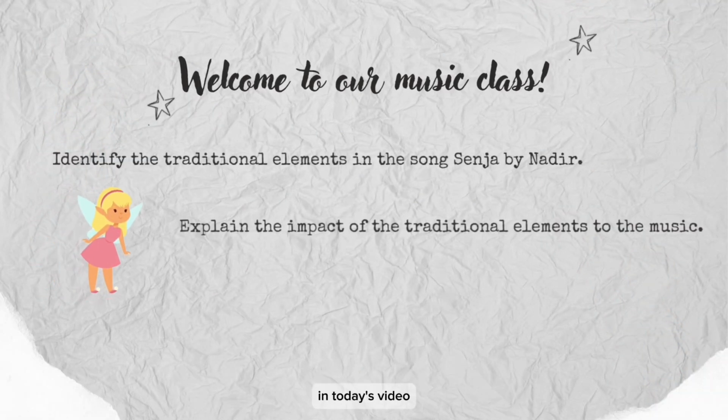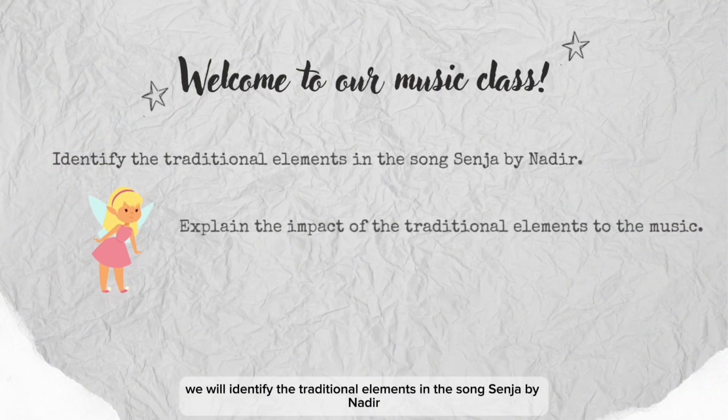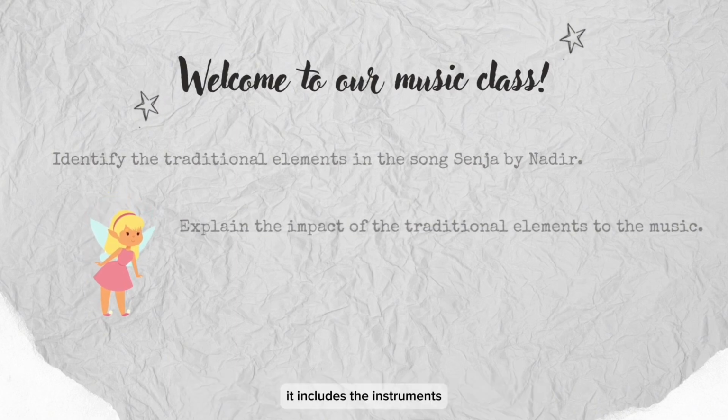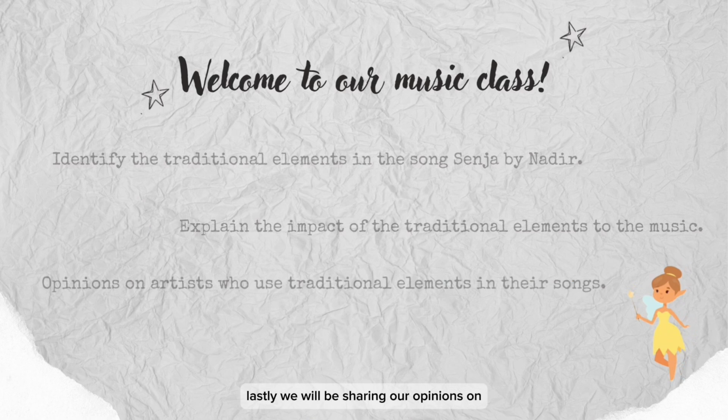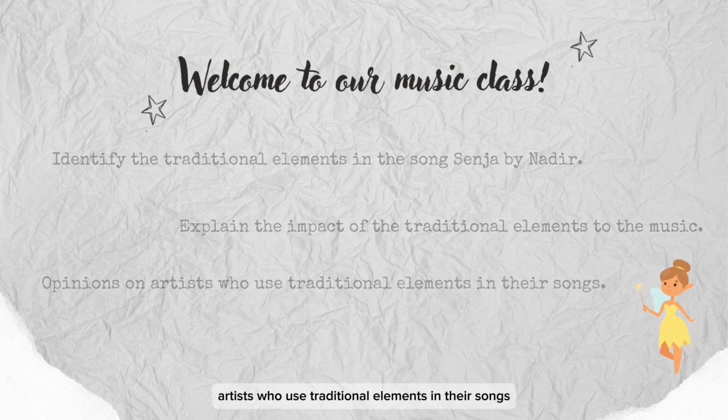In today's video, we will identify the traditional elements in the song Senja by Nadir. It includes the instruments, styles, or scales used. We will also be explaining the positive and negative impact of the traditional elements to the music. Lastly, we will be sharing our opinions on artists who use traditional elements in their songs.